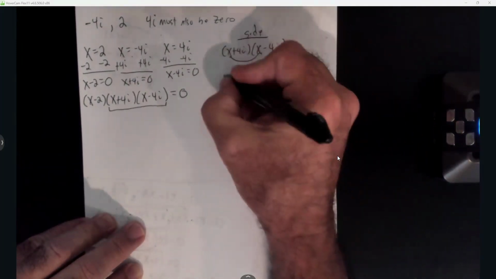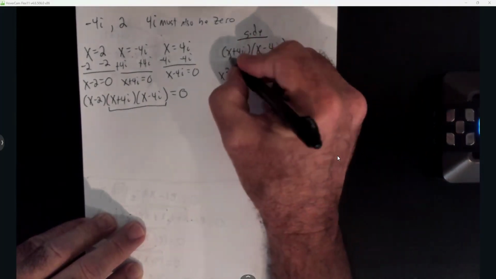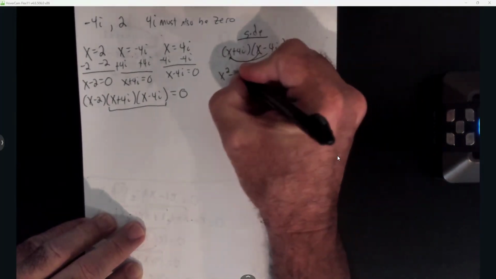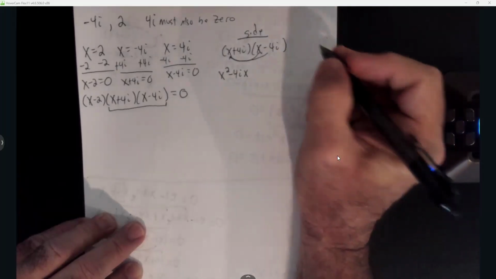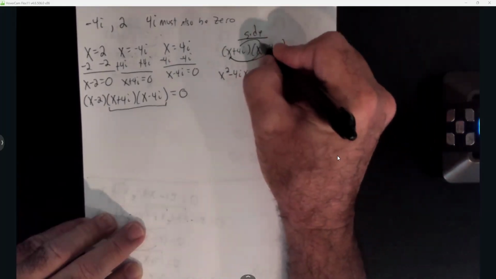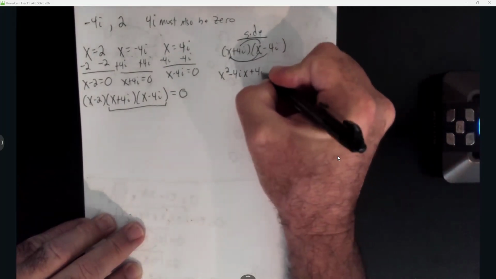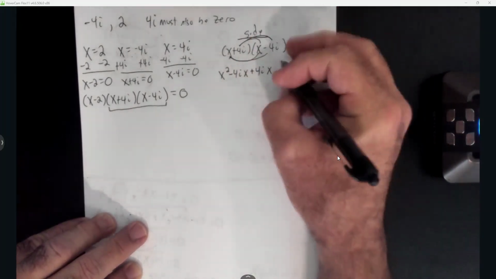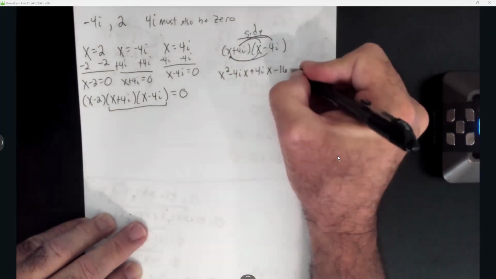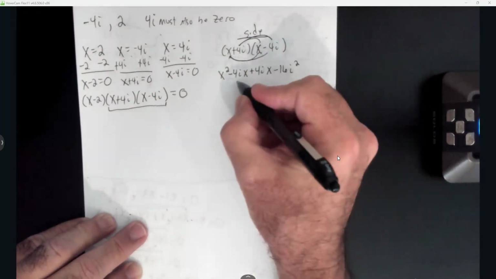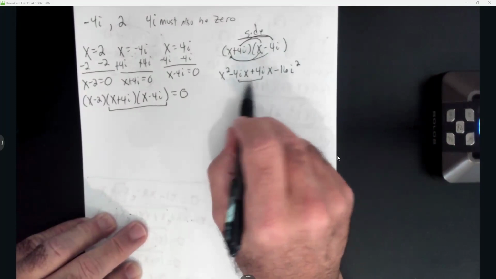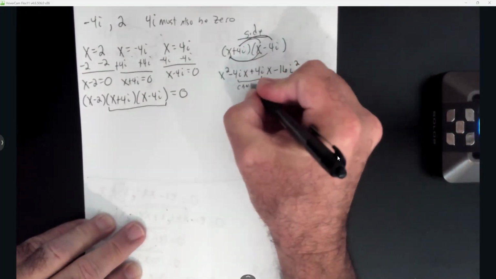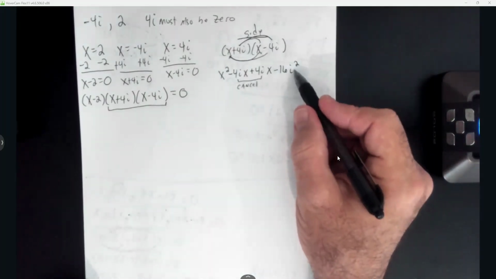So let's start out. X times x was x squared. X times negative 4i is a negative 4ix. All right, y'all, you got a positive 4i times x. That's going to give me a positive 4ix. And then a 4i times a negative 4i is a negative 16i squared. So y'all notice, negative 4i, positive 4i, the x's in the middle cancel. So let me ask y'all this. What does this i squared equal? Do y'all remember that?